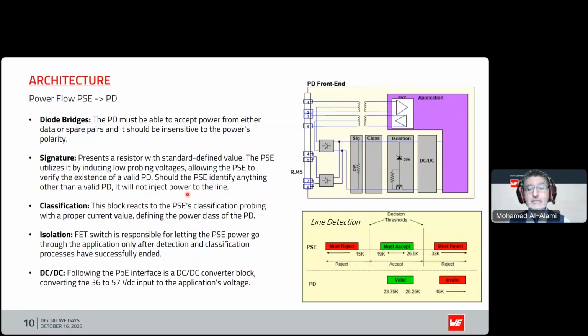Next is the FET, and the MOSFET that you can see here is, of course, the final stage of the release of power. So if everything goes well with the signature, with the classification, the next step is, all right, let us have it release the power to the PD basically.